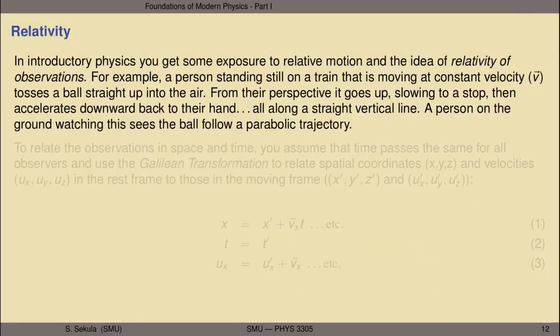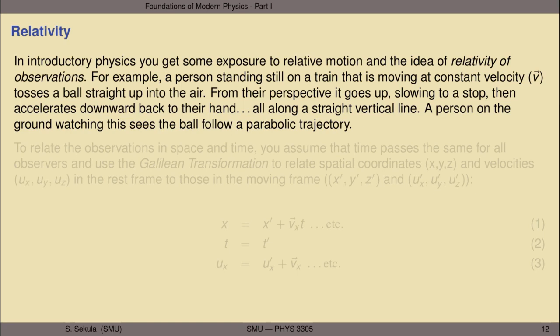Now, finally, I want to go into the subject of relativity, which would have been introduced to you probably under the phrase relative motion. In introductory physics, you get some exposure to relative motion. That is, a person standing on a train, the train is moving relative to somebody on the ground, the person on the train throws a ball up in the air, what does the person on the ground see? That's usually the way in which this is couched.